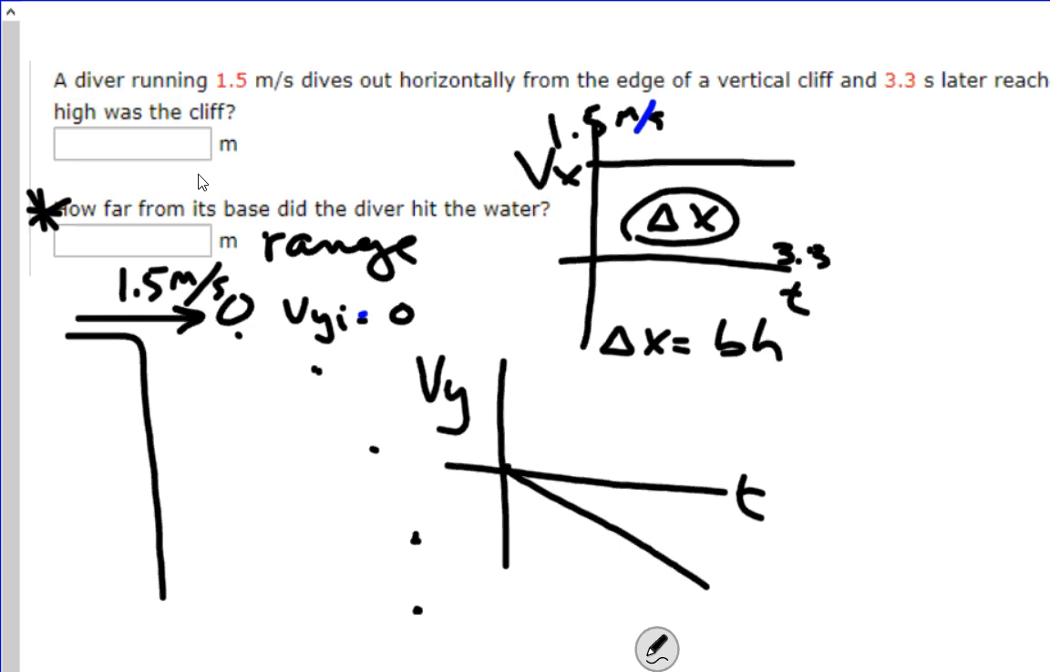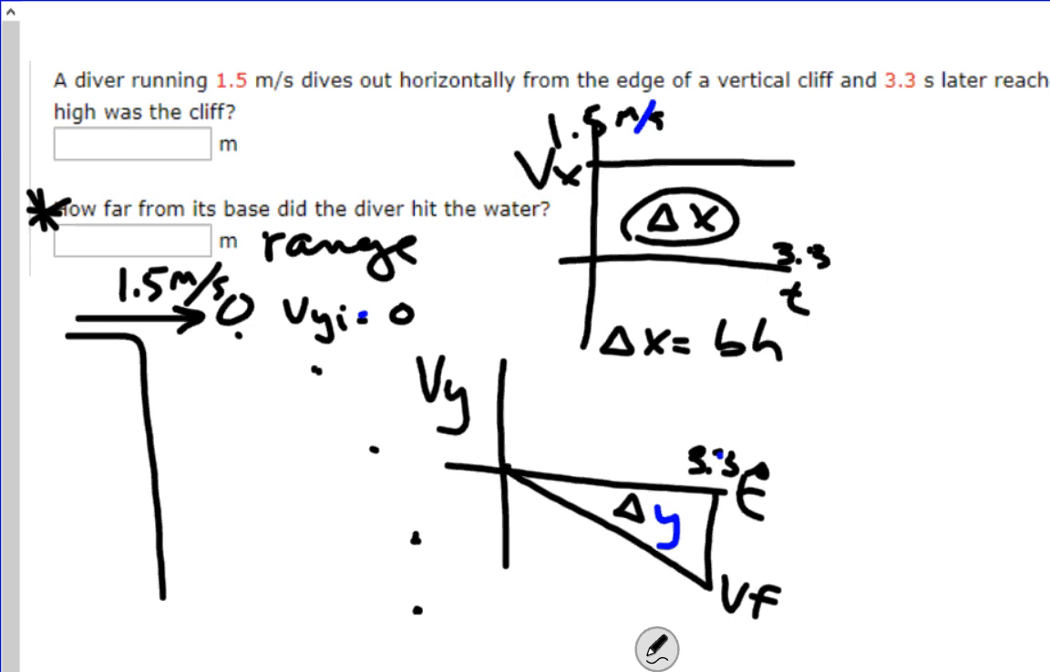All right, so the 3.3 seconds, that's the part that transcends both graphs. It goes to both. And let's see, we want to know how high was the cliff. So what we're looking for here is delta y. We want to know how high it goes. What we do not know is Vf.